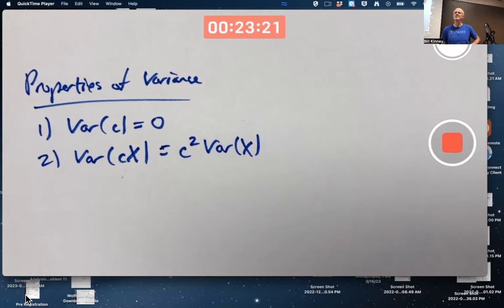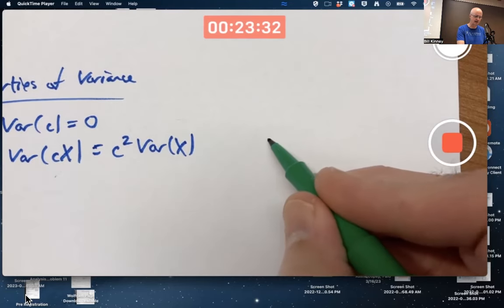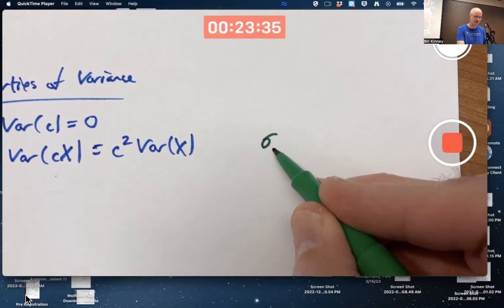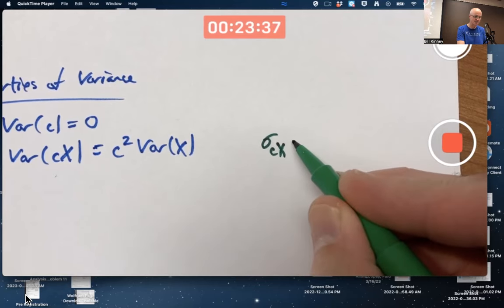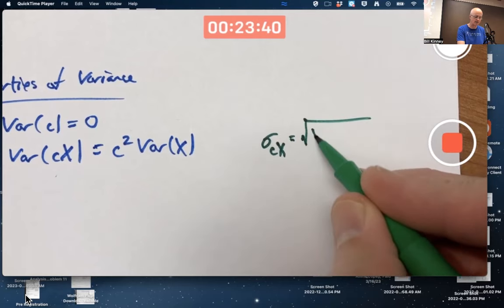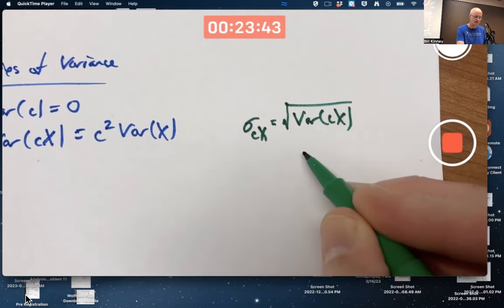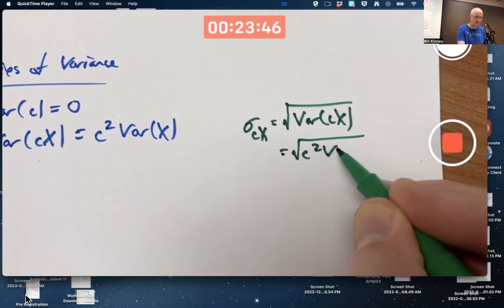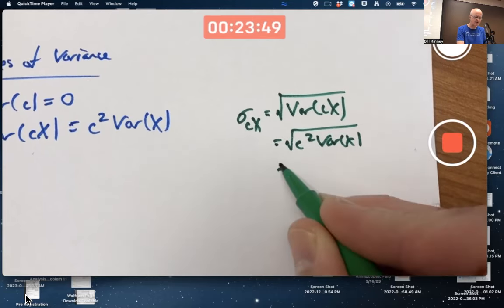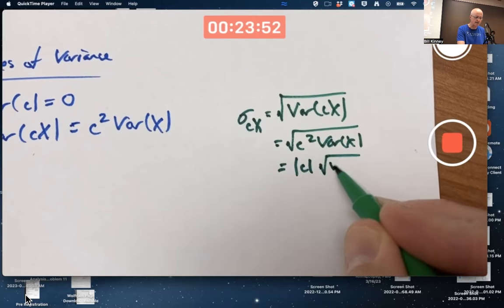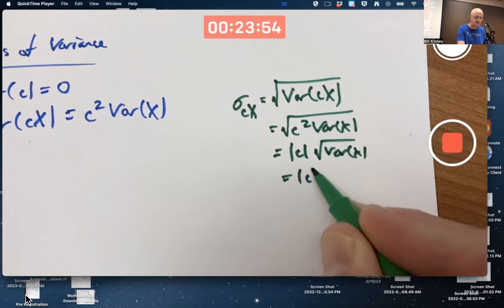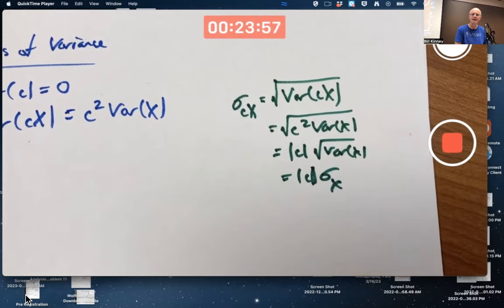A little weird, but true. If you take the square root to get the standard deviation, the corresponding property for standard deviations, if you labeled it as sigma sub cx, this would be the square root of the variance of cx, would be the square root of c squared times the variance of x, would be the absolute value of c times the square root of the variance of x. In other words, there would be the absolute value of c times the standard deviation of x. That would be the corresponding property for standard deviations.